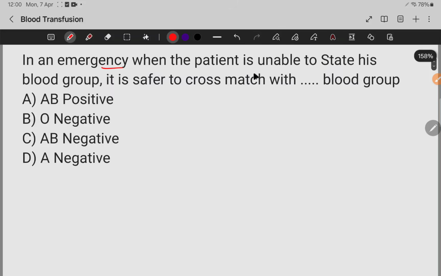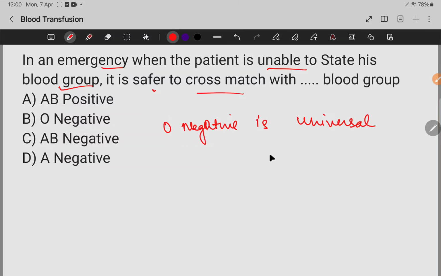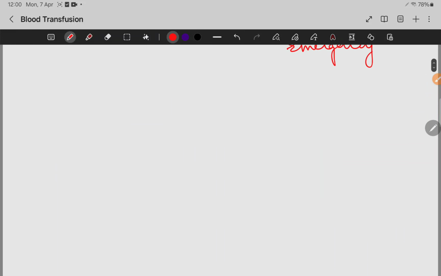In an emergency, when the patient is unable to state his blood group, with which blood can you cross match the patient's blood? Options are AB positive, O negative, AB negative, A negative. O negative is a universal donor, so it can be used in an emergency for cross matching. So option B is the right answer.